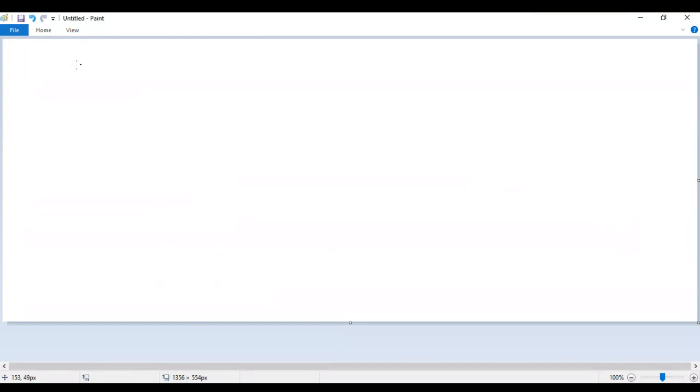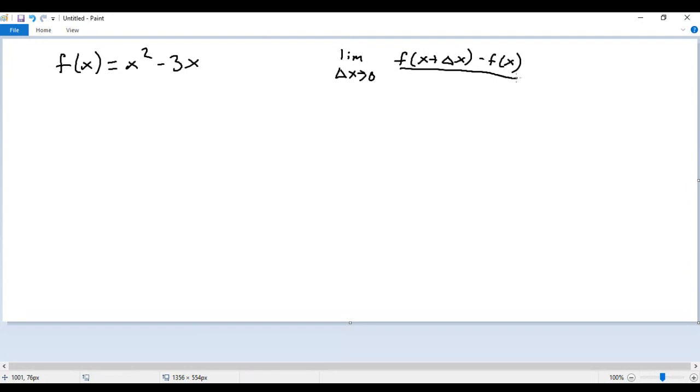Then, for example, let's say we wanted to find the derivative of f of x is equal to x squared minus 3x. Well, we know that our definition states limit as delta x goes to 0, f of x plus delta x minus f of x over delta x.